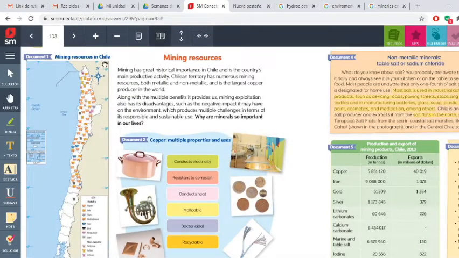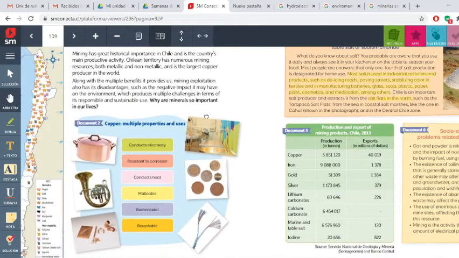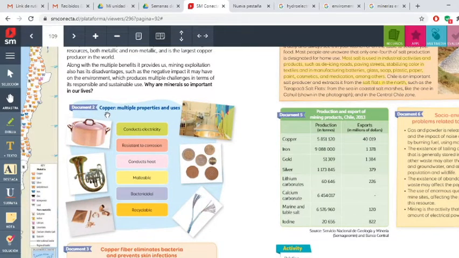For the mining resources, as you can tell, they are concentrated not in the south, but in the north of Chile. As we already know, this activity is very, very often seen in this place. And also, I want you to take a look at here at the multiple things that are made, or the multiple properties that copper uses. If you can take a look in your book.